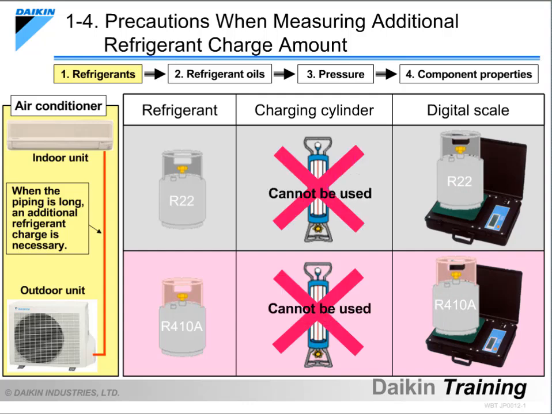The charging cylinder conventionally used with R22 is prone to atmospheric emissions of refrigerant. It is now strictly prohibited to emit both R22 and R410A into the atmosphere, in consideration of protecting the Earth's environment. As such, charging cylinders can no longer be used. Please use a digital scale when measuring the refrigerant amount, regardless of whether it is R410A or R22.